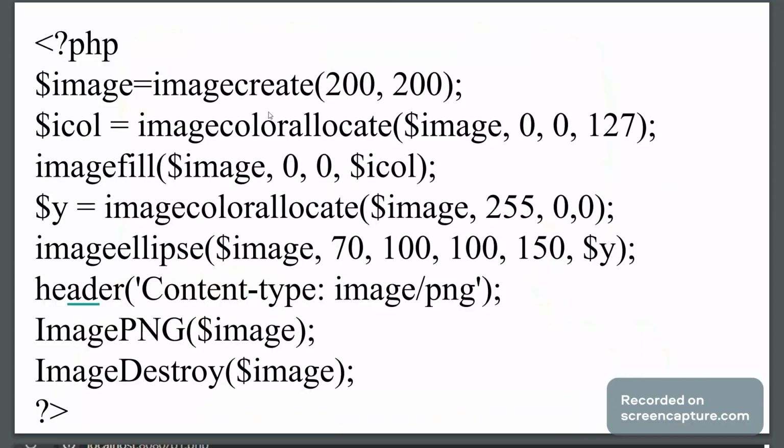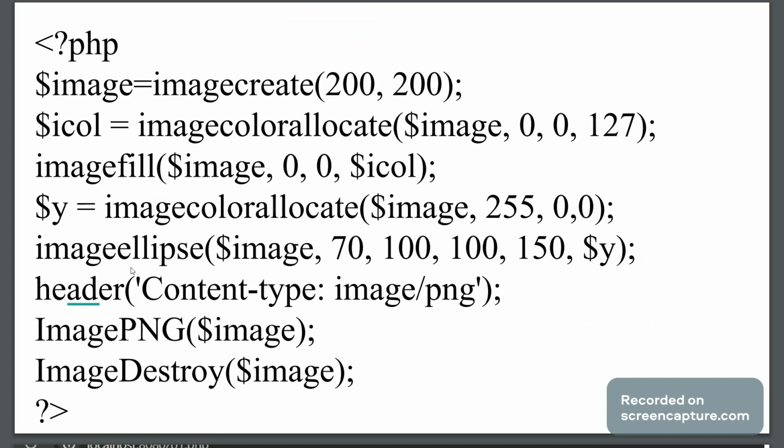First of all, we will create our image with imagecreate, 200 width, 200 height. We are creating one color for our image, with blue contribution as 127. We are filling our created image, that is imagefill at x0, y0, with the created color. Now we are creating a color for our ellipse, using the imagecolorallocate function on the image with dark red color. So the red contribution is 255, and green and blue are 0.